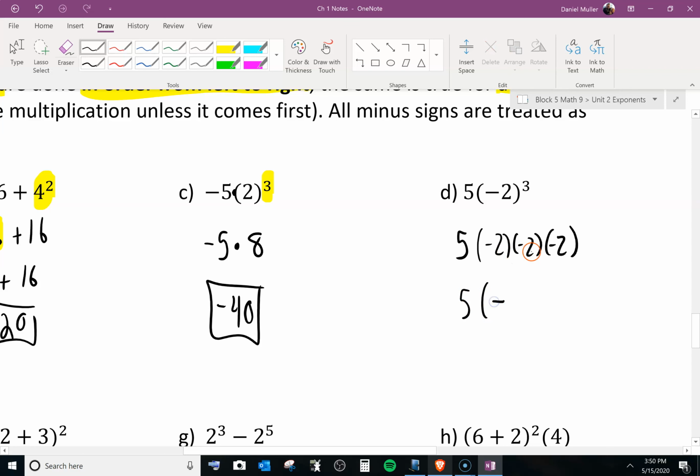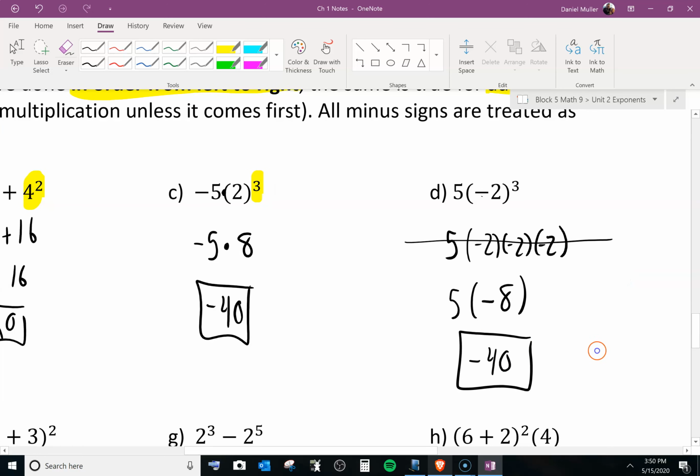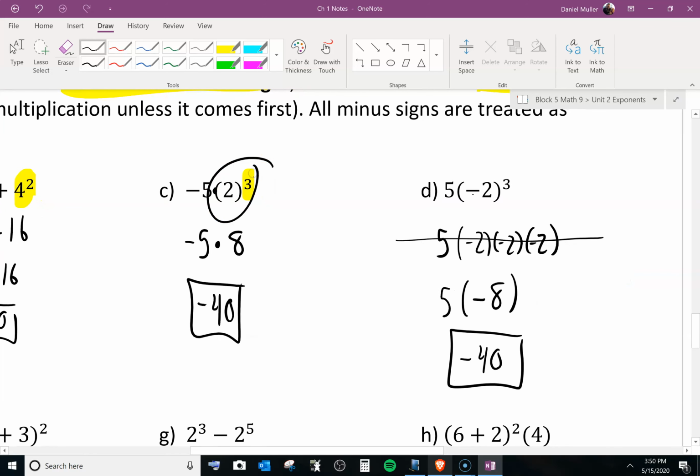And there's 2 times 2 times 2, which is 8. So you might have skipped this step, because you can go negative 2 cubed is going to be negative 2 times negative 2 times negative 2, which is negative 8. And then 5 times negative 8 is negative 40. So keep that in mind. You don't actually have to do the step that I wrote out. Just like over here, I didn't write 2 times 2 times 2 out. I just wrote 8.